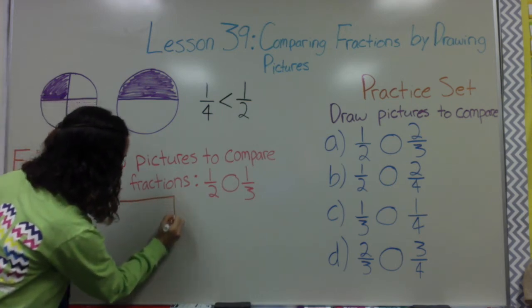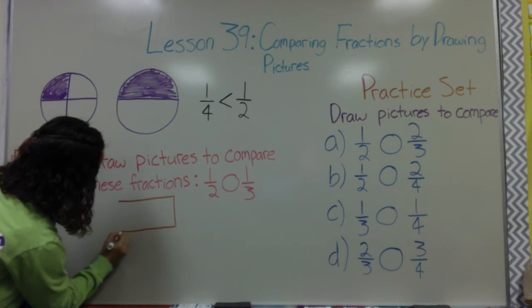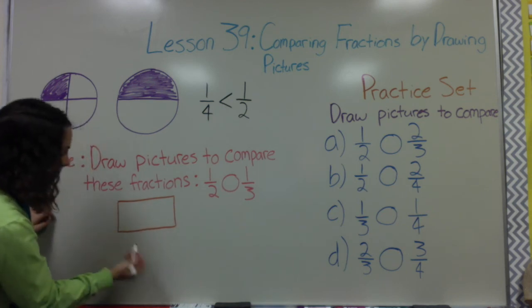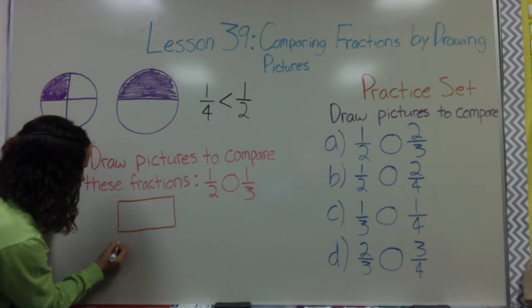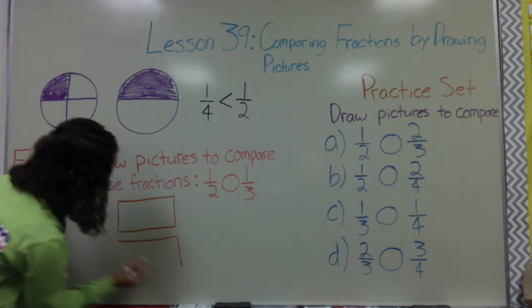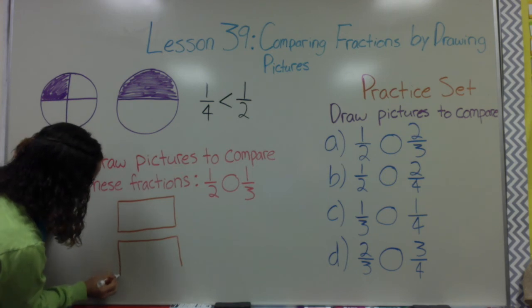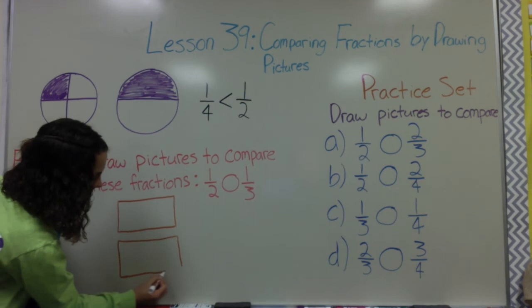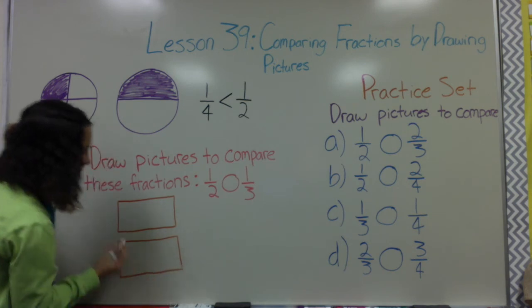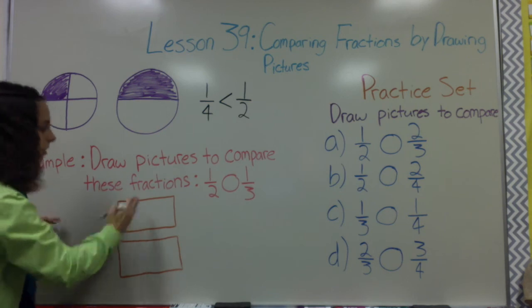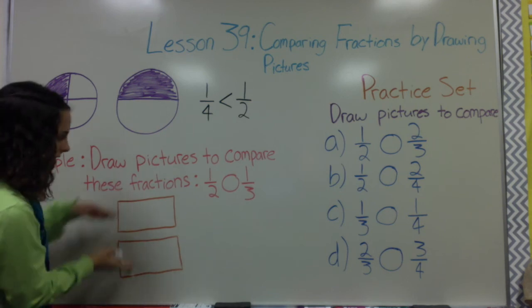So I'm going to draw one rectangle. And when I draw my next rectangle, I want it to be very similar in size, so I'm actually going to draw them one on top of another. It's a lot easier to compare. That way I know my length is going to be the same. My height might not necessarily be the same, but I'm going to be splitting them in vertical lines, so that way I'll be able to see my comparison.